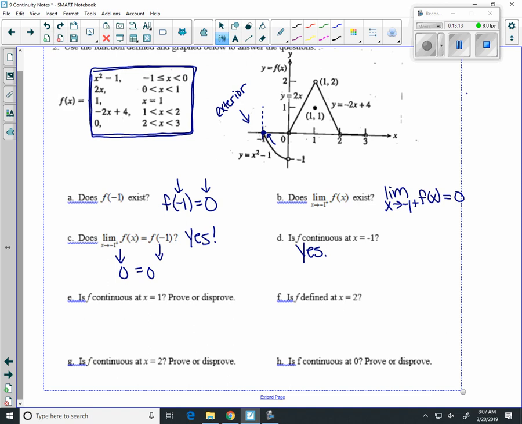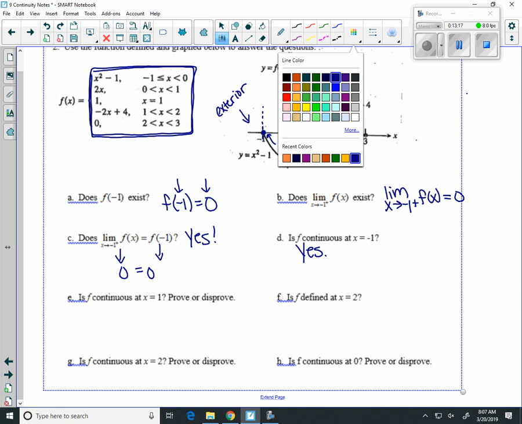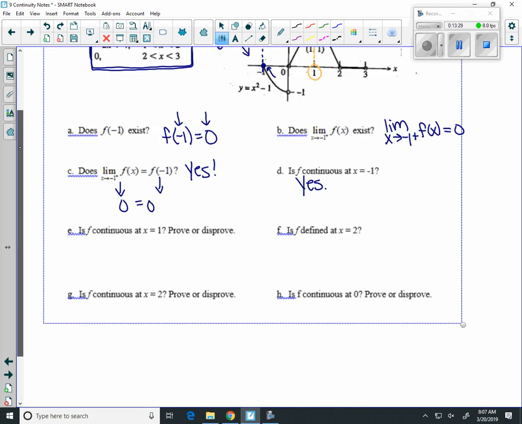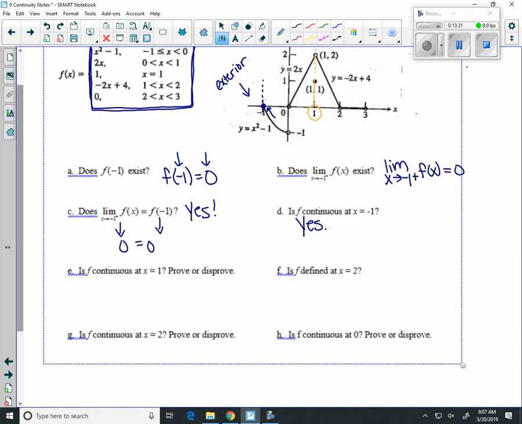All right, part E, well, now we're talking about 1. X equals 1. So here is x equals 1. I can already tell we're going to be proving that this is not continuous here. So at 1, from the left, we're going to 2. From the right, we're going to 2. But here's our actual ordered pair at 1, 1. So we prove it with all those pieces.